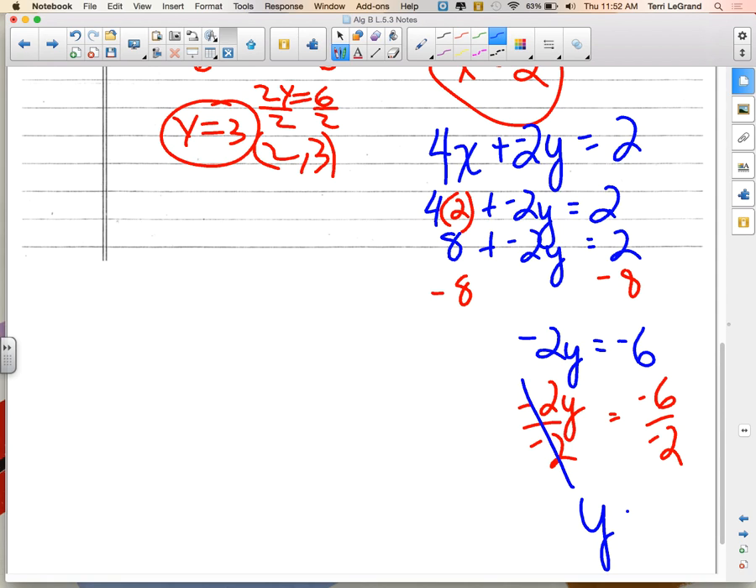What's a negative divided by a negative? A positive. How many 2's are there in 6? 3. Okay, so we get y equals 3, the same as the other one. So we have to get the same answer, don't we? And the final answer is the ordered pair, as Noah says right here, (2, 3). Ordered pair (2, 3). Okay. Don't you like this?